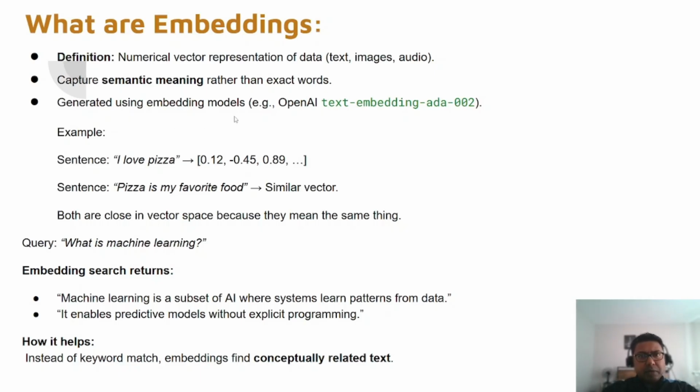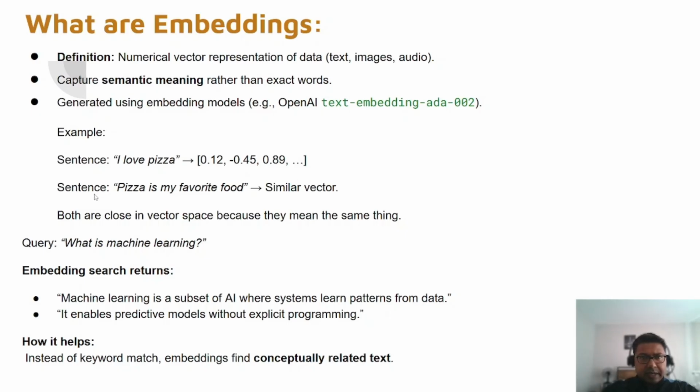Embeddings are generated using embedding models. This is one of the embedding models. So we need one embedding model, and if we pass any of our text, image, audio, or any information to the embedding model, it will create a vector out of that text, image, or audio. Example: if we pass a sentence like I love pizza, it will create a vector like this.